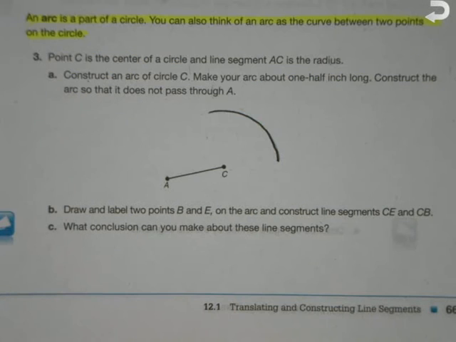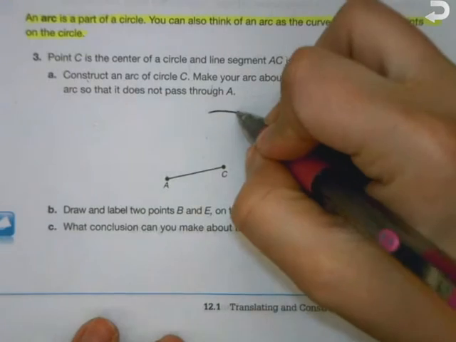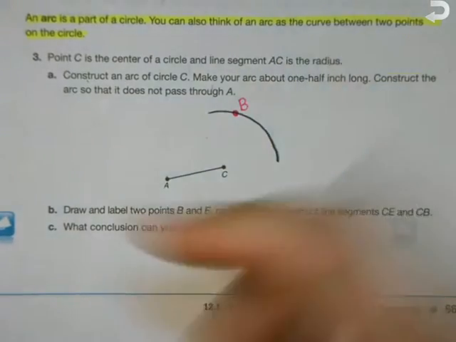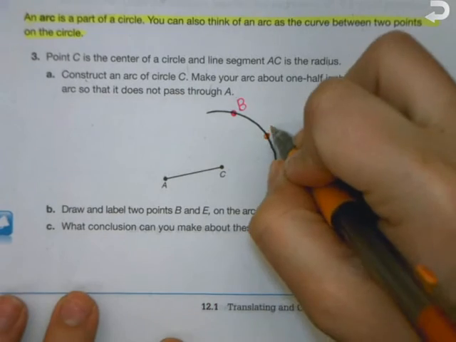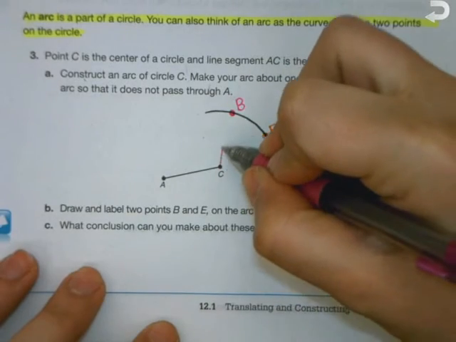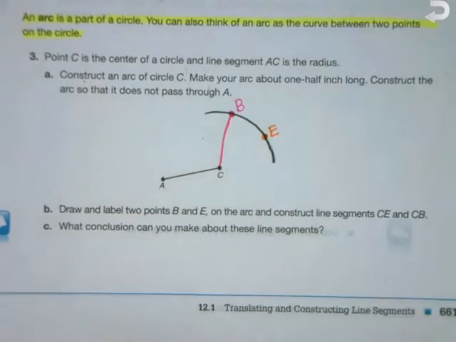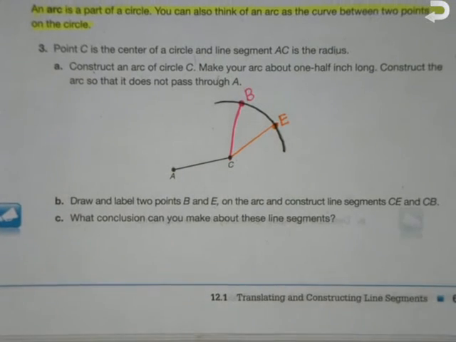Okay guys, so part B says to draw and label 2 points. So I'm going to pick any point on the arc. This one is going to be B, and this one is going to be, what did they say, E. And then the segments BC should look like this, and EC should look like this. And then the question said, what conclusion can you make about these line segments?